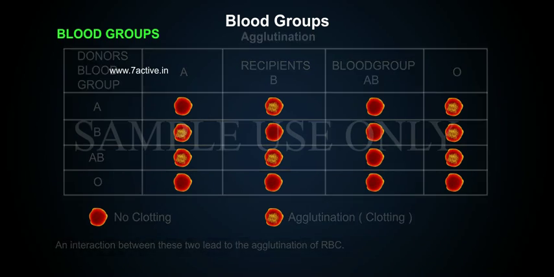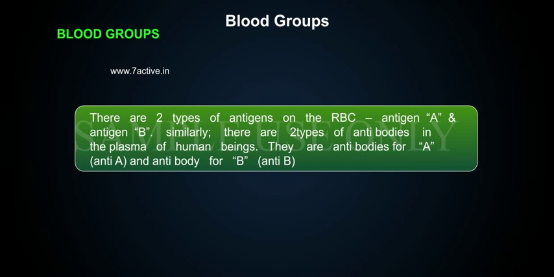There are two types of antigens on the RBC, antigen A and antigen B. Similarly, there are two types of antibodies in the plasma of human blood. There are antibodies for A, anti-A, and antibodies for B, anti-B.